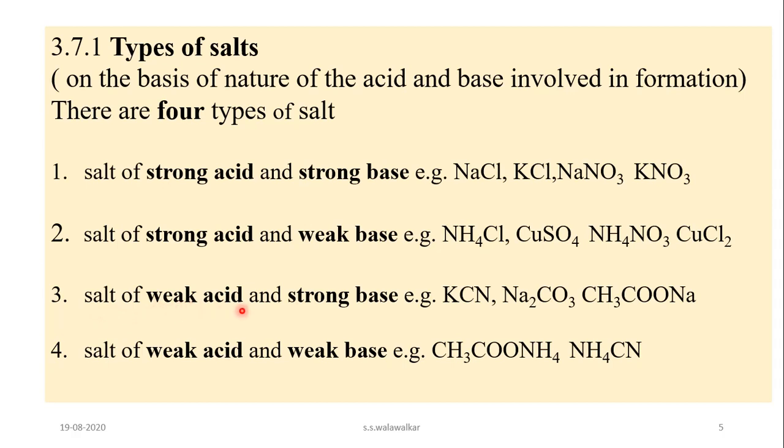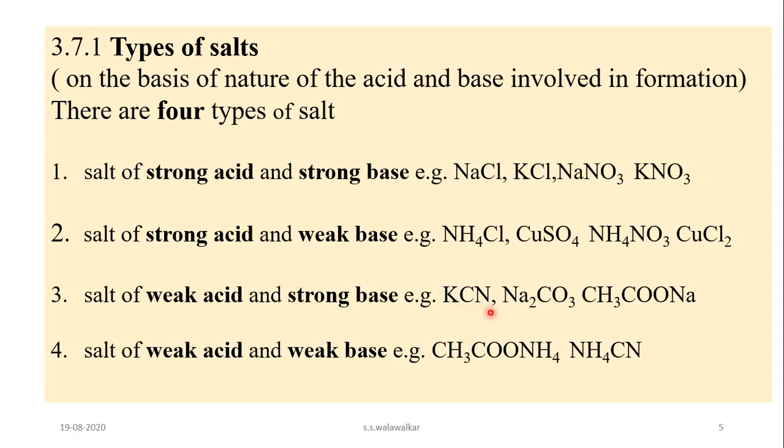Salt of weak acid and strong base. Now weak acids are hydrogen cyanide, formic acid, acetic acid. These are what? Weak acids. Carbonic acid, these are weak acids. And strong bases are NaOH or KOH. So those salts which are formed from weak acid, these acids and strong bases such as NaOH and KOH, such salts are called as what? Salt of weak acid and strong base.